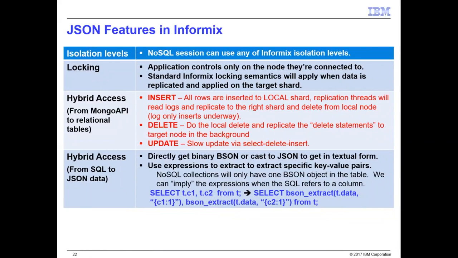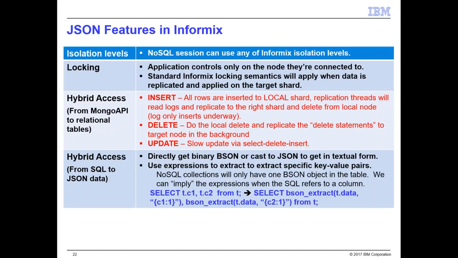Hybrid access. From MongoDB to relational tables, inserts, all rows are inserted to local shards, replication threads will read the logs and replicate to the right shard and delete from the local node. For deletes, we do the local delete and replicate the delete statements to the target nodes in the background. And for updates, slow updates via select, delete, and insert.